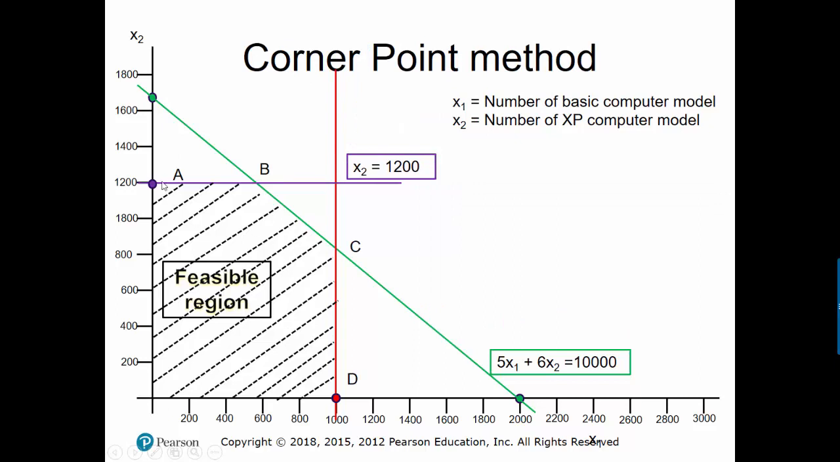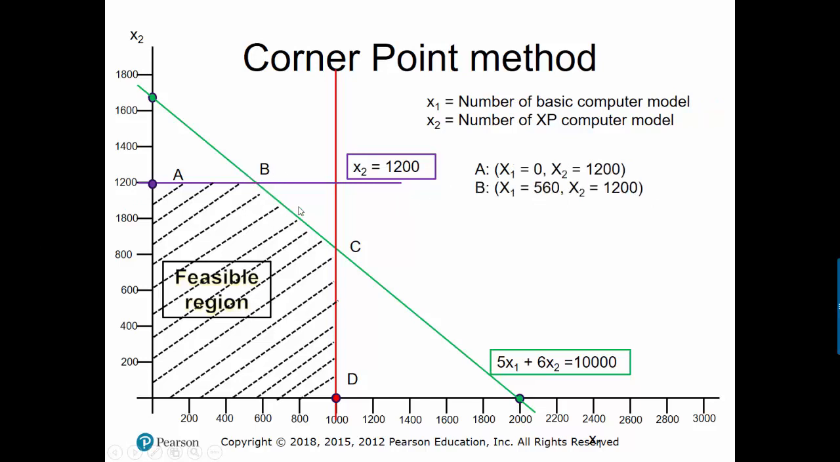So here, let's call these corner points A, B, C, and D. We can omit this one because this is a profit problem. 0, 0, even though it is a corner point, is not going to be the profit maximizing point. So we'll find A. A is x sub 1 is 0, x sub 2 is 1200. Now B is an intersection of these two lines, and we just solved the coordinates for point B in the previous slide. So that was 560 and 1200.